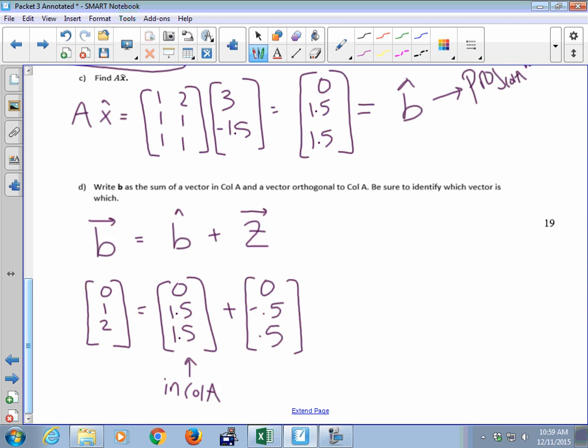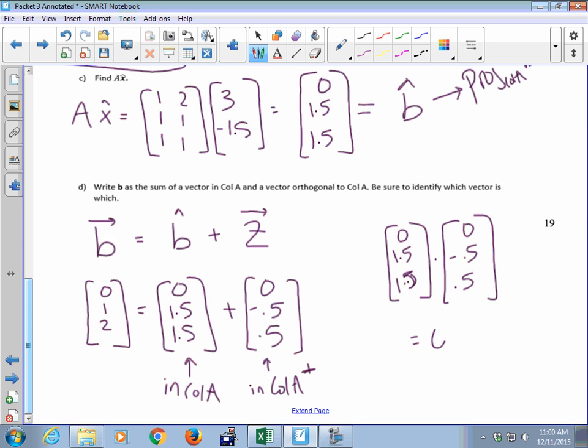All right, and then this guy should be perpendicular to col A. So this should be in col A perp, in the vector space perpendicular to col A. But let's verify that those two vectors are perpendicular. How do you verify two vectors are perpendicular? Dot product. So (0, 1.5, 1.5) dotted with (0, -0.5, 0.5) gives 0 minus 0.75 plus 0.75, which is 0. So that vector, in fact, is perpendicular to col A.